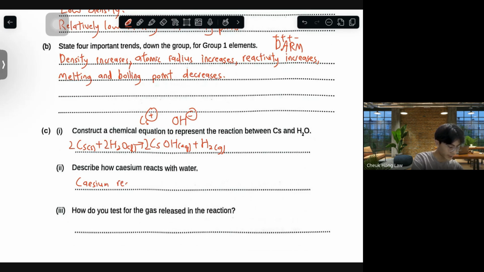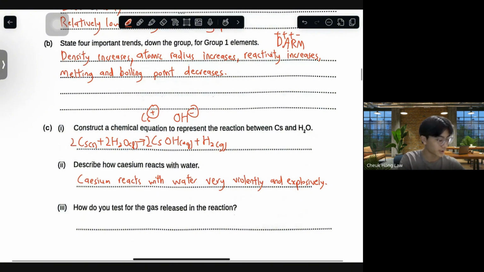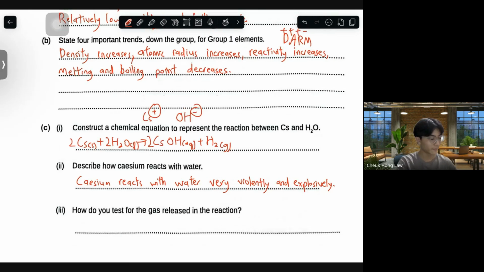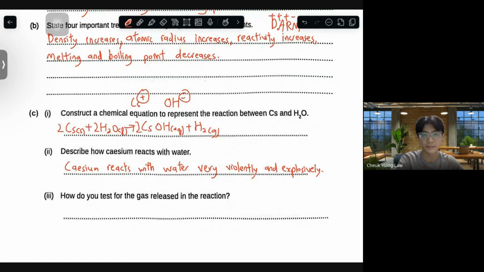So cesium reacts with water very violently and explosively. Okay, this one I just describe how it reacts with water. If you want to talk about the products being formed, which is something extra, it also can. But it is better to be specific, like saying cesium hydroxide and hydrogen is formed, instead of just saying alkali and hydrogen is formed. But this is enough already, because we're just describing how it reacts. We don't have to state the products formed.